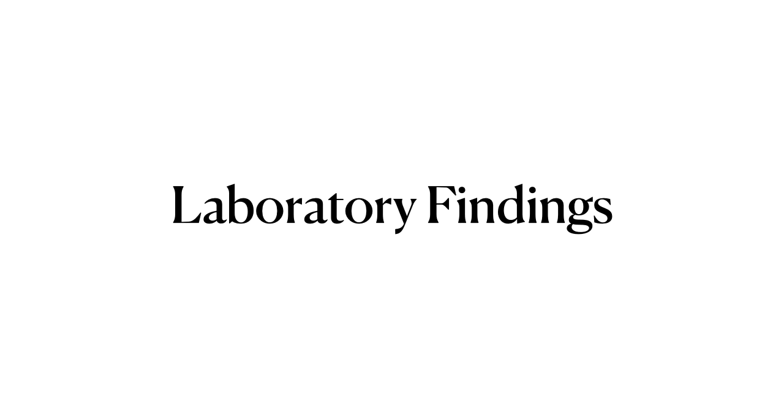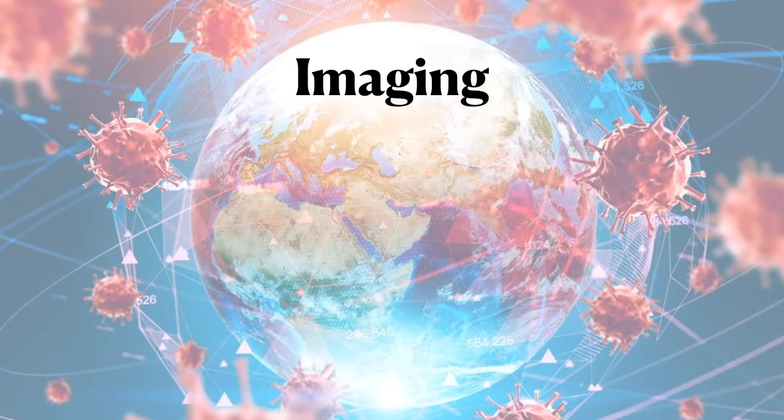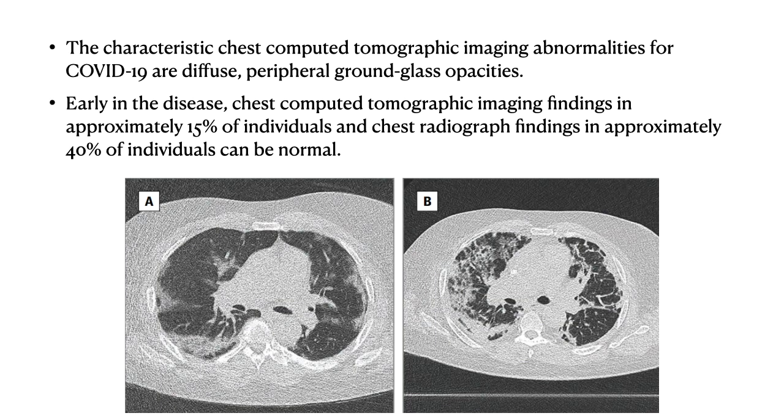Lab findings. Most of the lab findings in COVID-19 are non-specific. So, there is no specific lab finding which we can say is very specific for COVID-19 infection. Imaging, mostly chest imaging. The characteristic chest CT abnormalities for COVID-19 are diffuse peripheral ground glass opacities, but in early cases, approximately 15% of the patients, and up to 40% of the cases in case of chest x-ray, may have a normal finding.